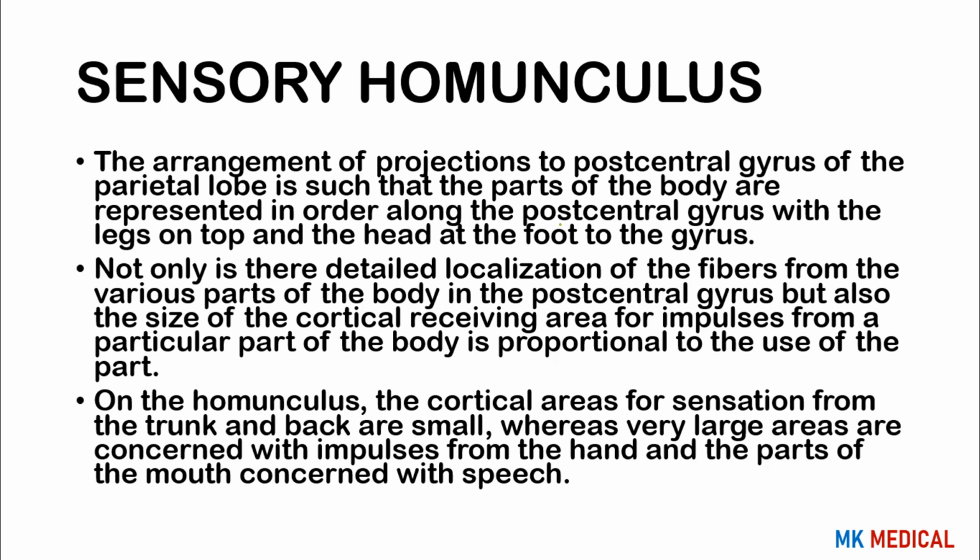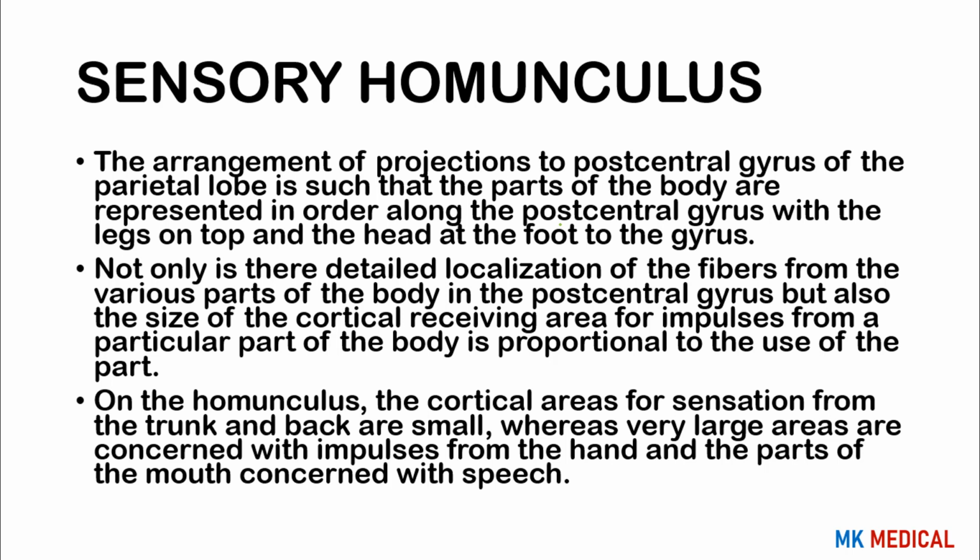And not only is there a detailed localization of these fibers that represent various parts of the body in this postcentral gyrus, but also the size of the cortical representation matters, because each of the different parts are represented by different sizes inside the brain. For example, you are able to do so many things with your fingers, but not so much with your toes. Why is that so? It's because the fingers have a much greater representation on the somatosensory area as compared to the toes. And the representation of the lips is also much, much larger as compared to the other parts of the body. That's why you get much greater sensation from the lips than anywhere else.